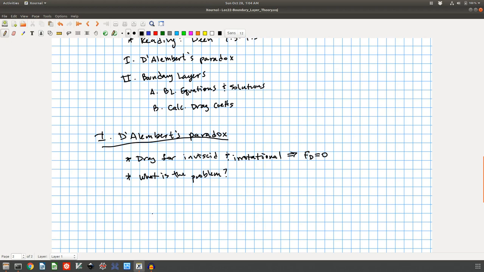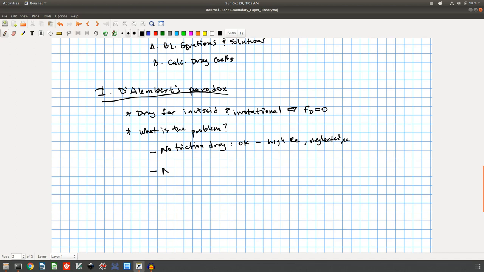So we had no friction drag, right? And that was okay. We said that at high Reynolds number, we've been saying this for a long time now, there wouldn't be any friction drag. We neglected viscosity. So we figured that would happen. The problem was there was no pressure drag. That's a problem.